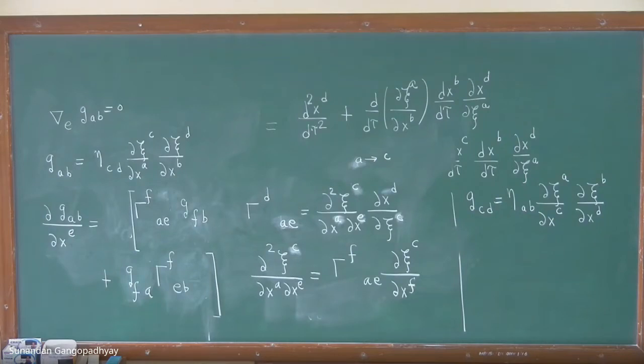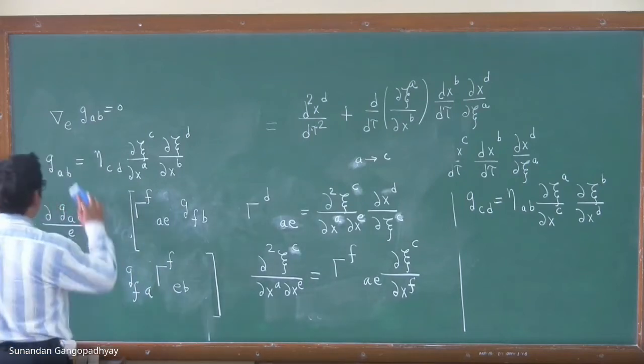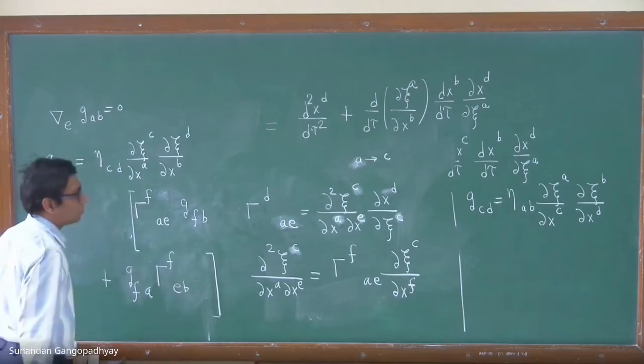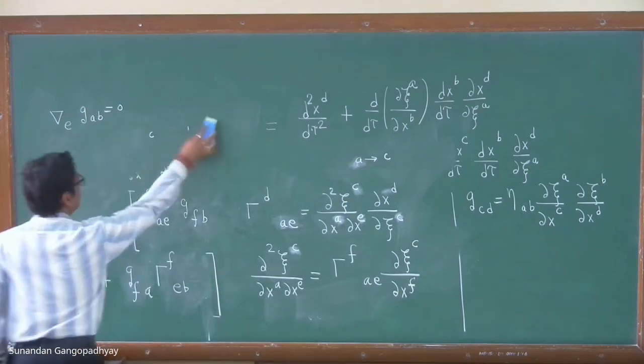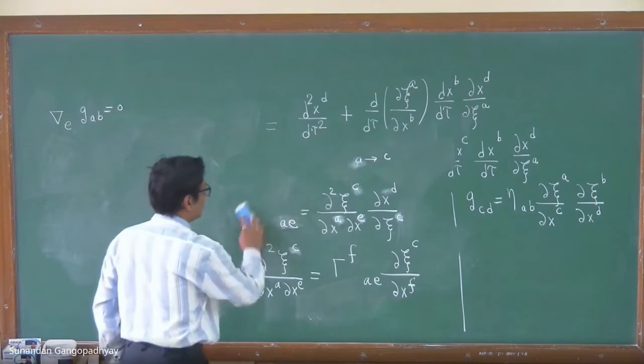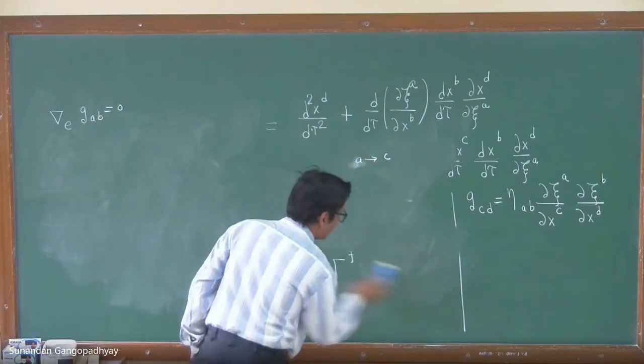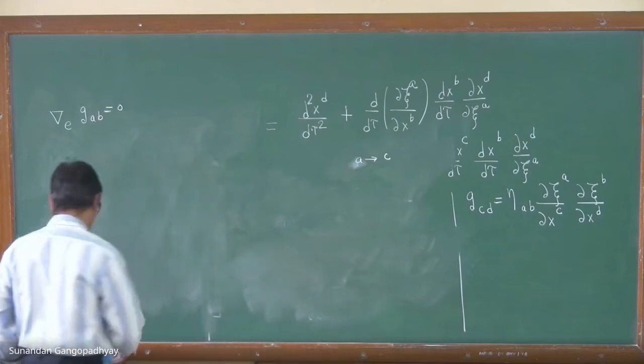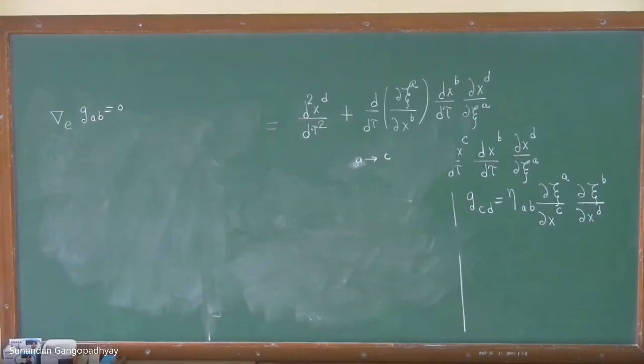So we have now given four methods of getting to the geodesic equation. Let us now, we have learned how to get to the geodesic equation using the variational principle. Let us now solve a problem.